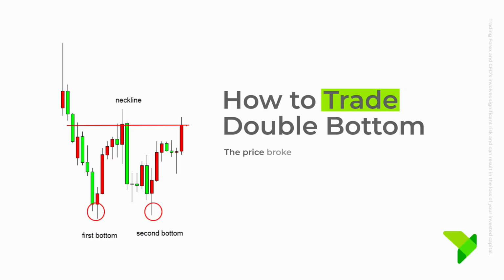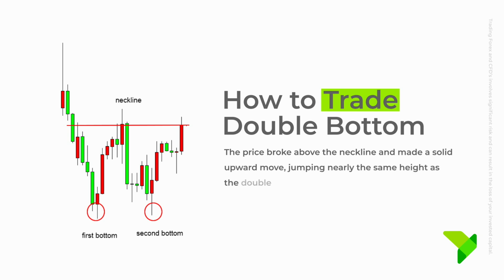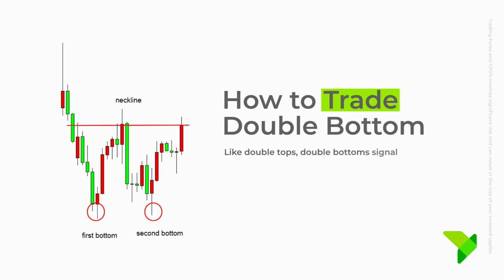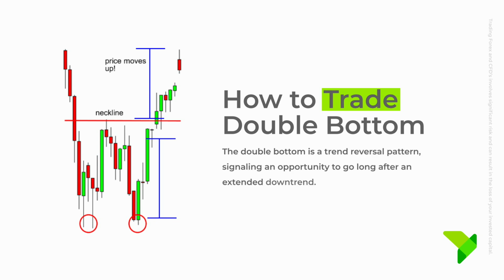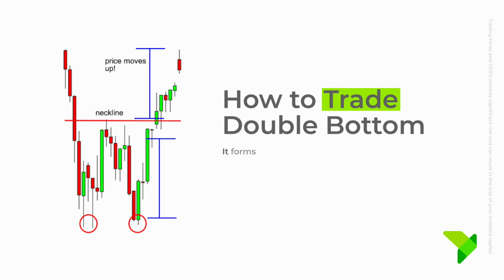The price broke above the neckline and made a solid upward move, jumping nearly the same height as the double bottom formation. Like double tops, double bottoms signal a trend reversal. The double bottom is a trend reversal pattern, signaling an opportunity to go long after an extended downtrend. It forms when price creates two bottoms at a level it can't break.